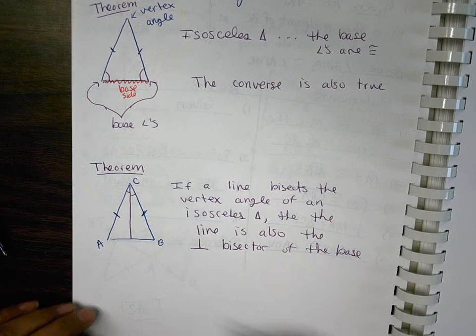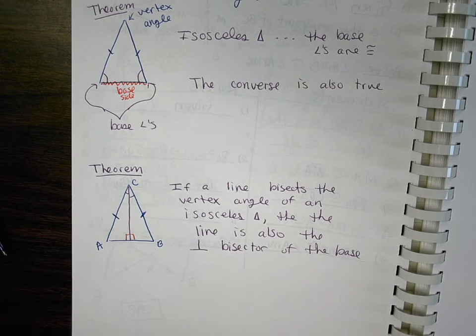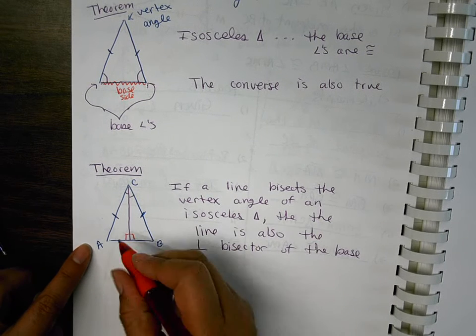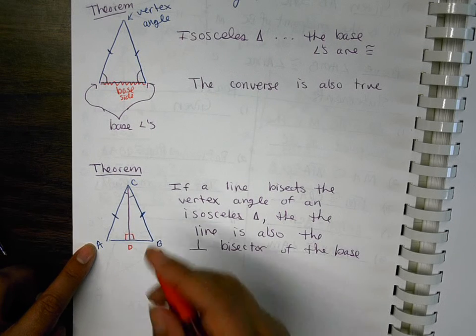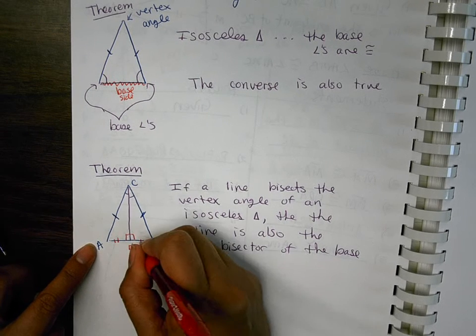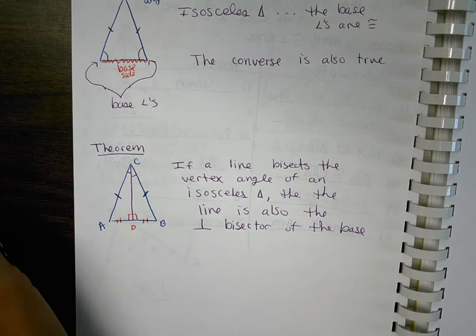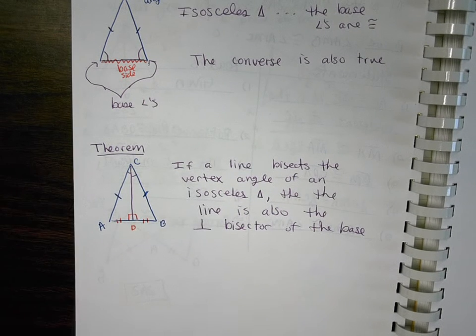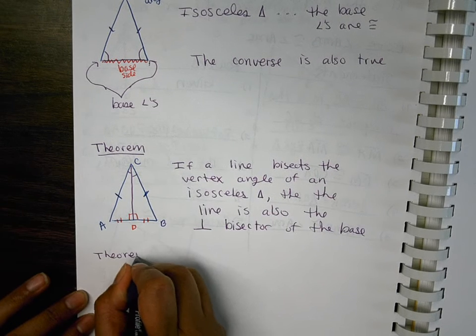And what does that mean? These right here are right angles because it's perpendicular. And if it bisects the base, I'm going to call this D. What can I say about AD and BD? They are congruent. Make sense? All right. Questions on that theorem? All right, one more.